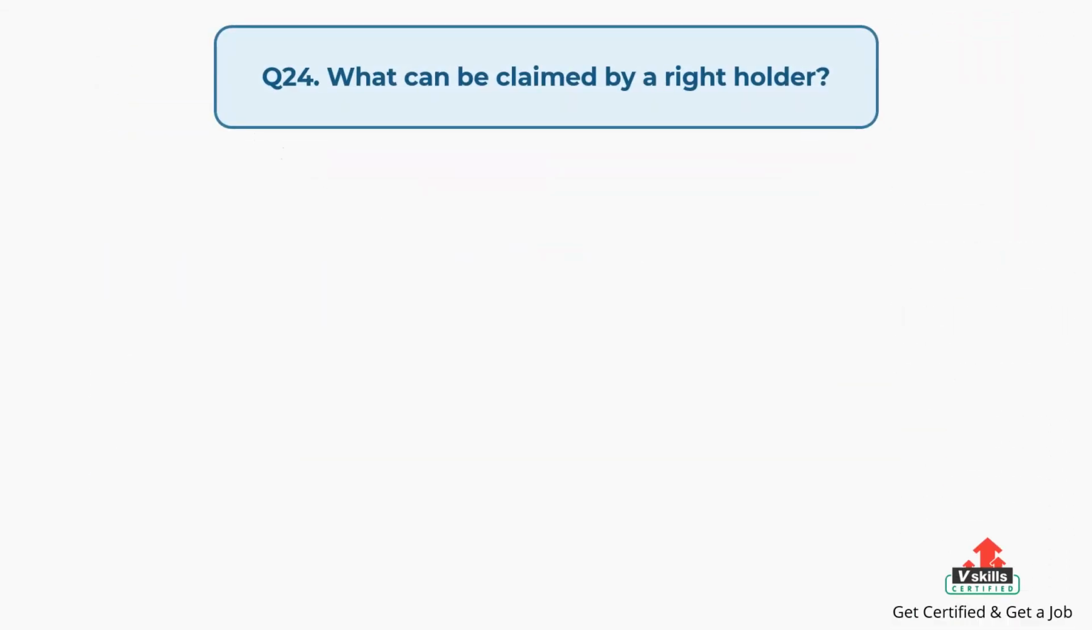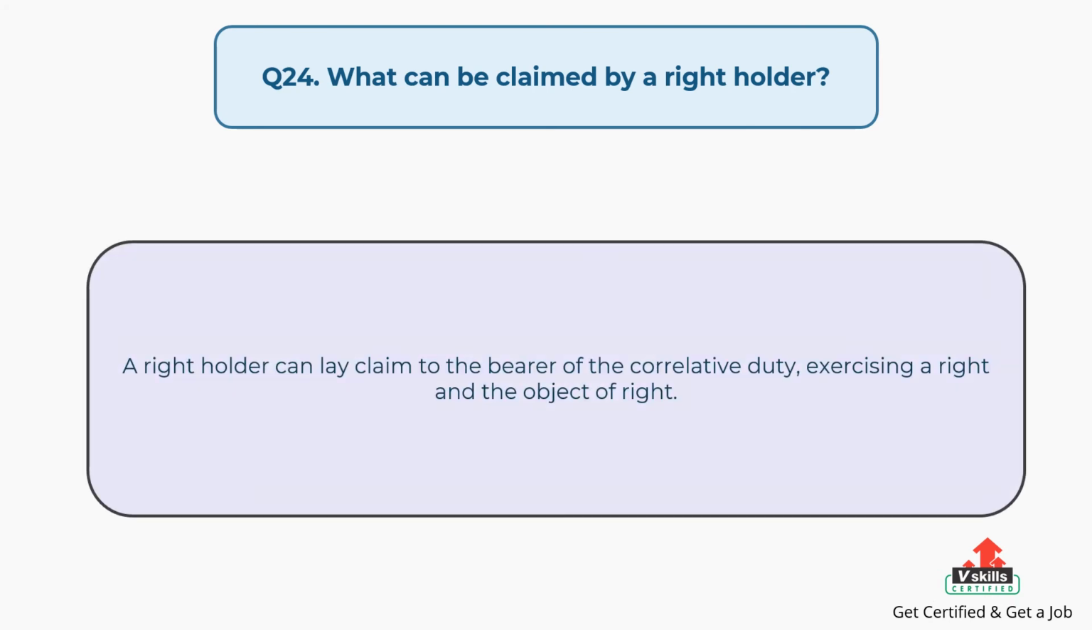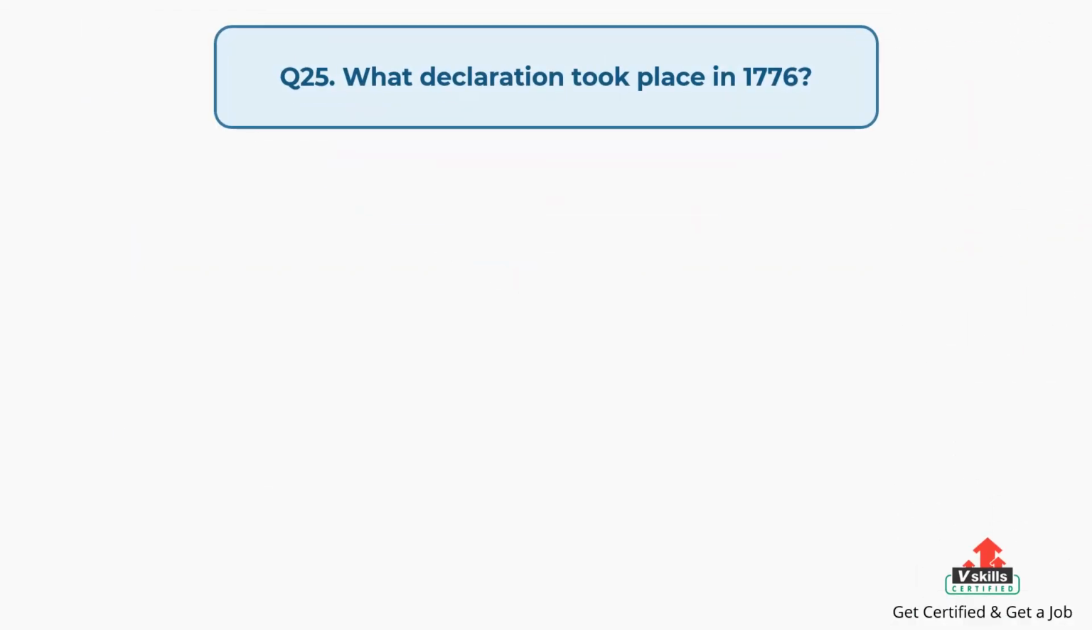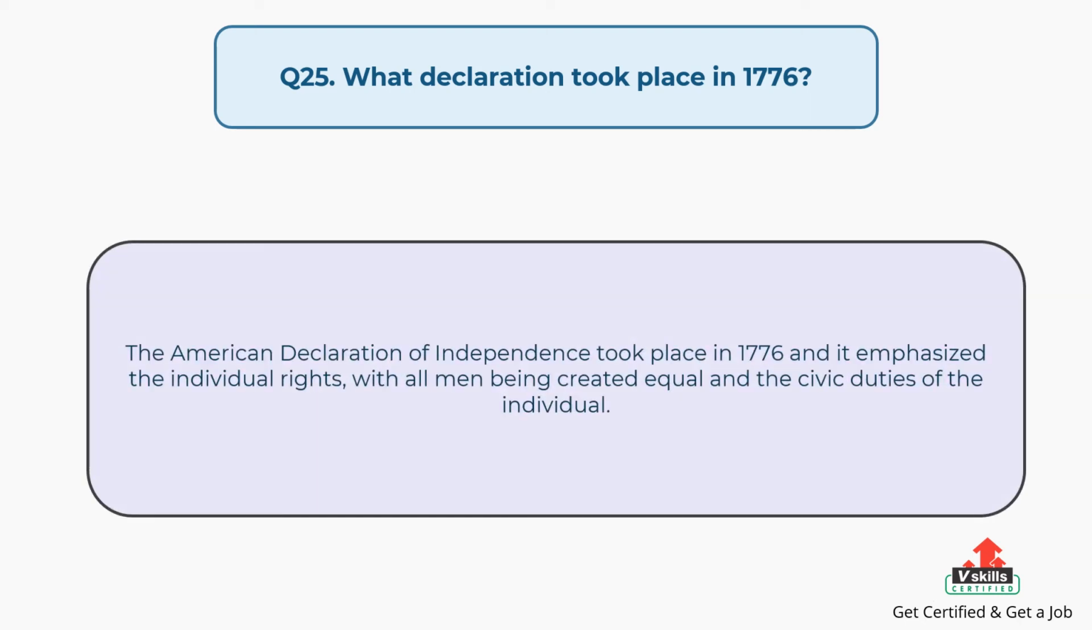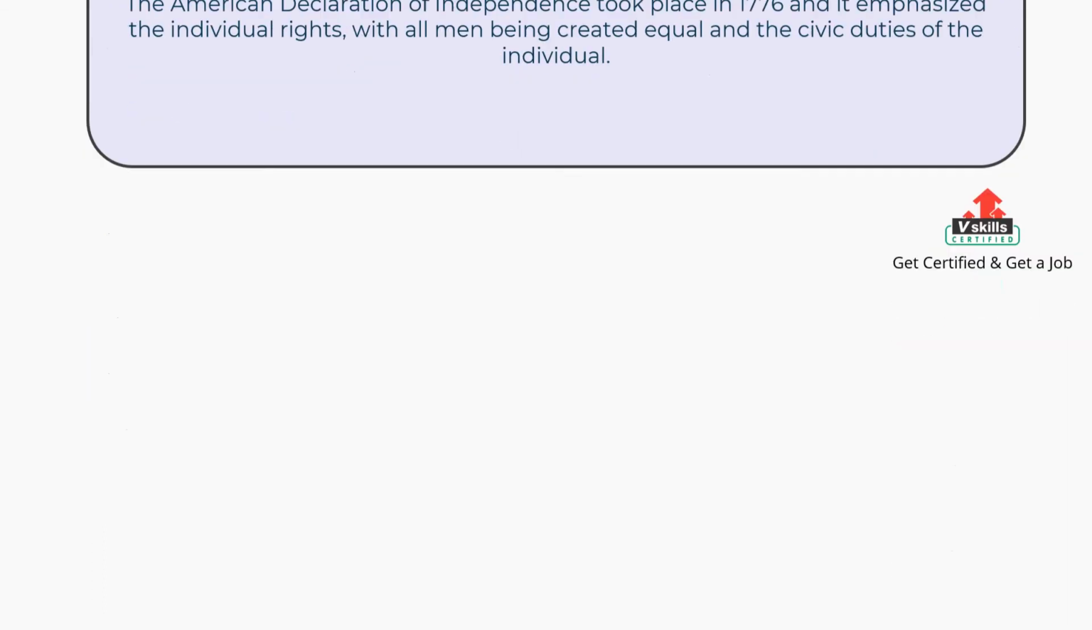Question number 24. What can be claimed by a right holder? The answer is: a right holder can lay claim to the bearer of the correlative duty, exercising a right in the object of right. Question number 25. What declaration took place in 1776? The answer is: the American Declaration of Independence took place in 1776, and it emphasized individual rights, with all men being created equal and the civic duties of the individual.